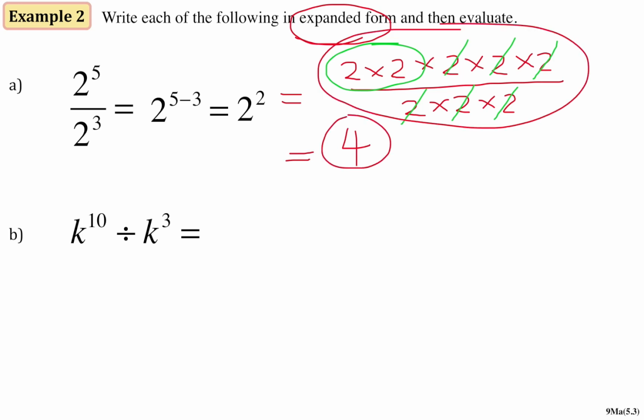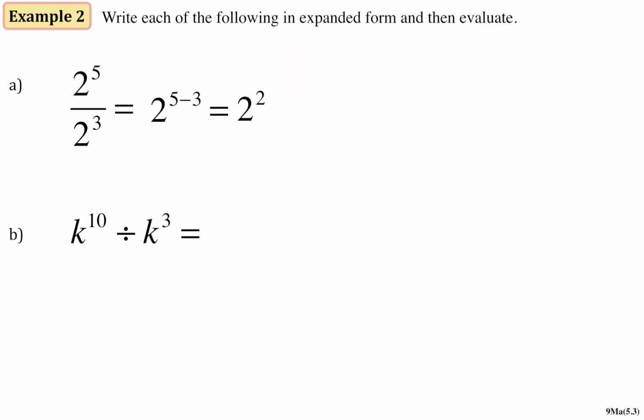But realistically, I'm never going to ask questions like that. What I'm going to do is just say, use the second law for indices. So if you're using the second law for indices, you just minus the powers. So when we've got letters, we're dividing. We've got letters that are common, k and k. Look at the powers, 10 and 3. 10 take 3 is 7. So it equals k to the power of 7.